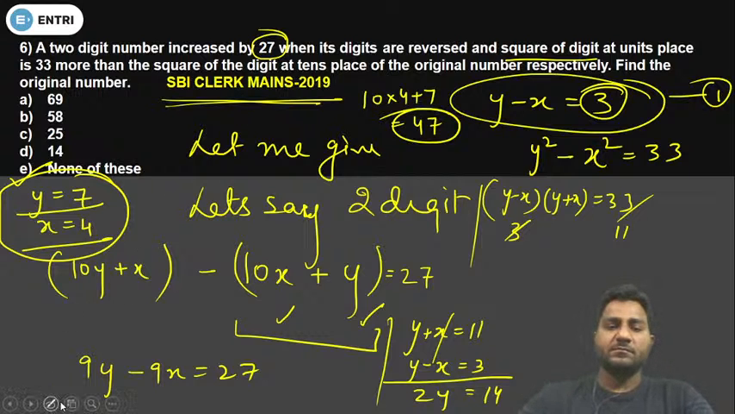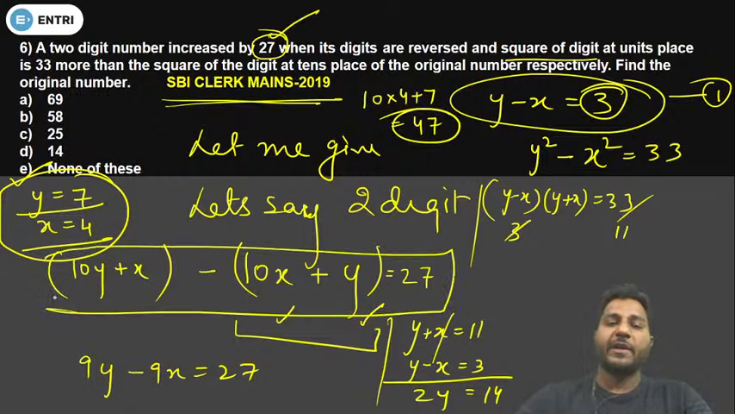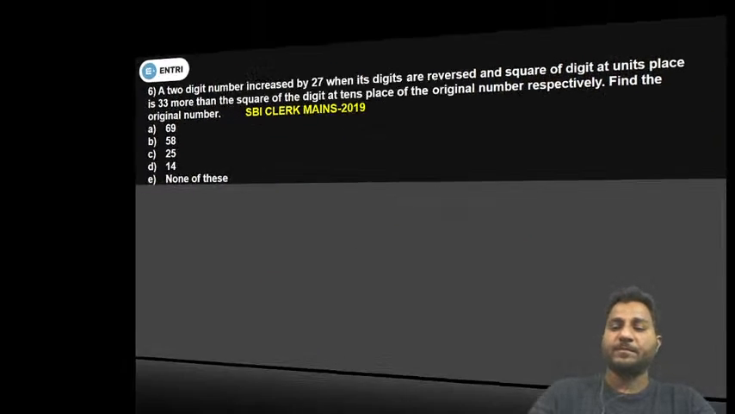Look, it is very clear. If the two-digit number has been reversed, that means the number will be increased by 27. So from here we get equation 1. And after that, the square of the units place is 33 more than the square of the digit at the tens place. So the tens place was x. Alright, so let's move on.